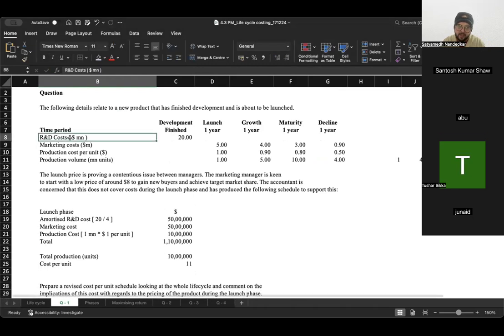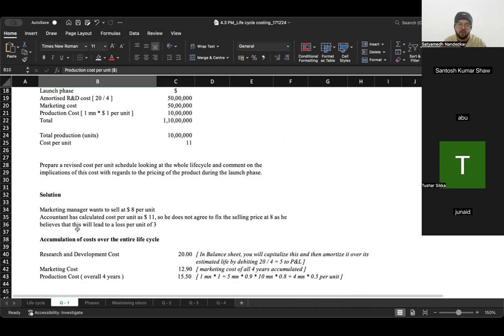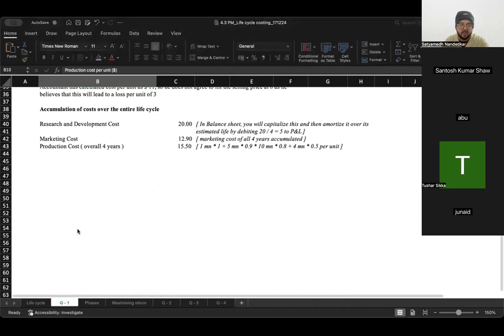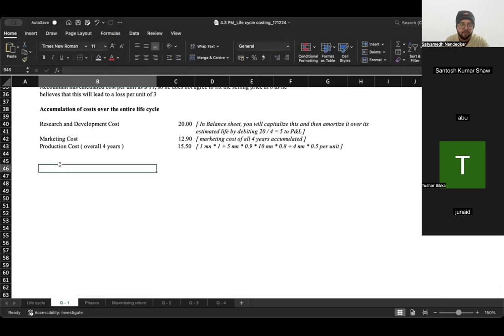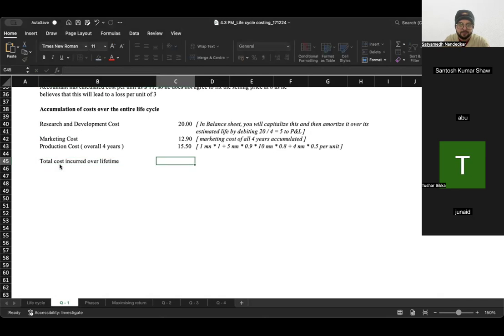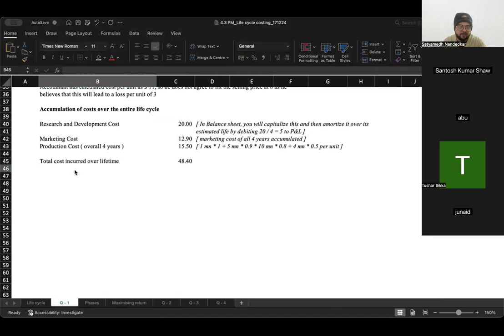Is there any other cost? No. R&D, marketing and production. These were the only costs. Okay. So take the total. This is the total cost incurred over lifetime. 48.4 is the total cost incurred over lifetime.